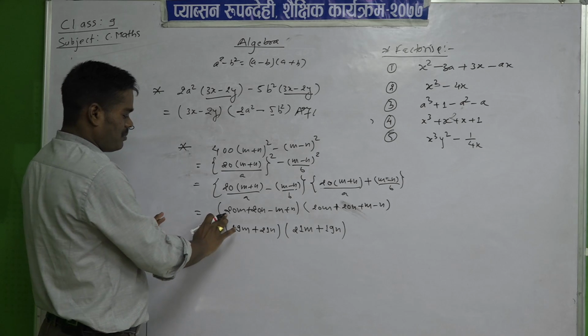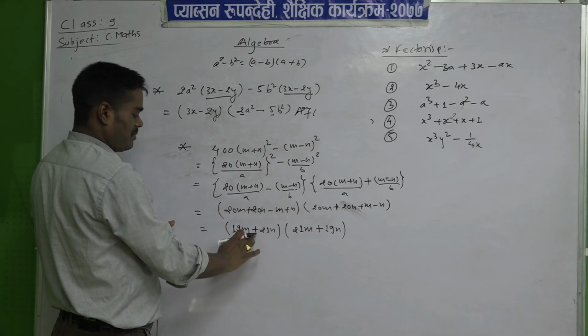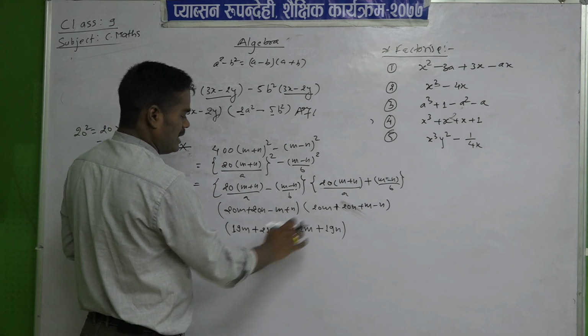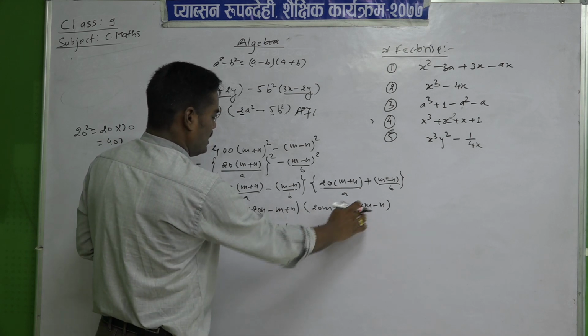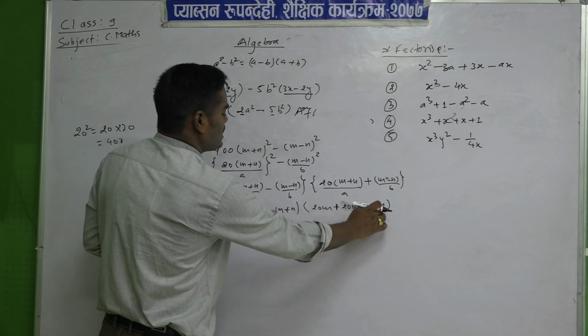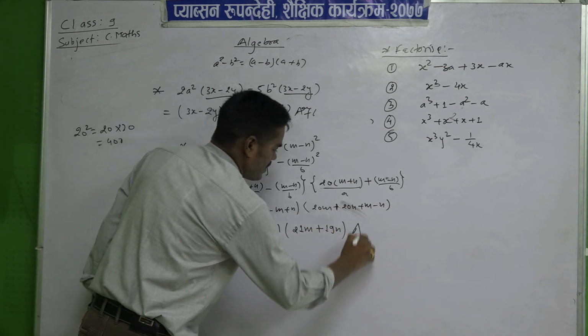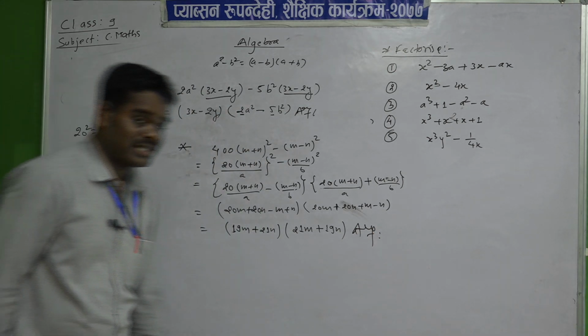Like the same, and then plus 20m minus m means plus 19m. 20n plus 1n means 21n; here 20m plus m means 21m; plus 20m minus n means what? Plus 19m. So, these are the factors of the given expression.